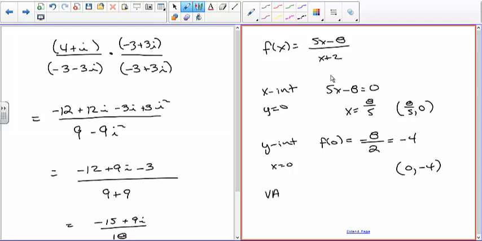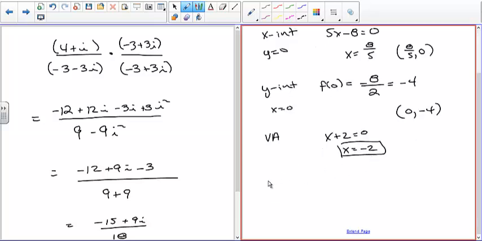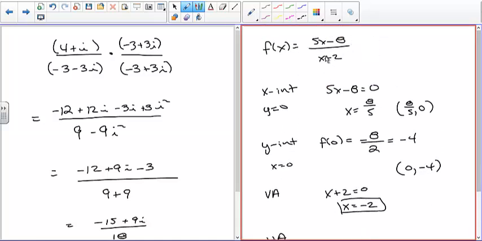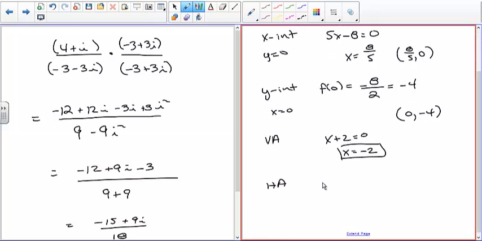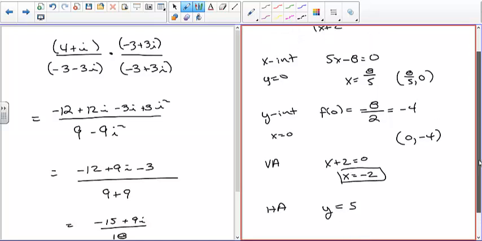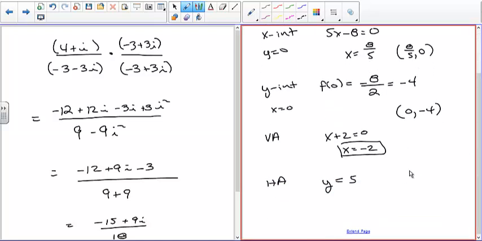Okay, then you need your vertical asymptotes. That's where you set the denominator equal to 0. So you're going to get x equals -2. And that's an equation, so that's good. It's solving for x, but it's also a vertical line. Horizontal asymptotes. Notice that we have the same highest order term, which is 1. So you take the ratio of the leading coefficients. It's going to be a horizontal line. It's going to be y equals 5. So that's the horizontal asymptote.